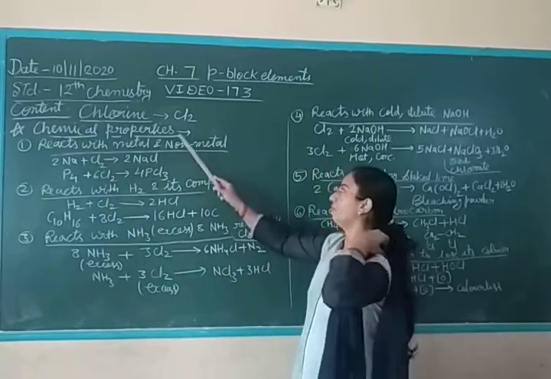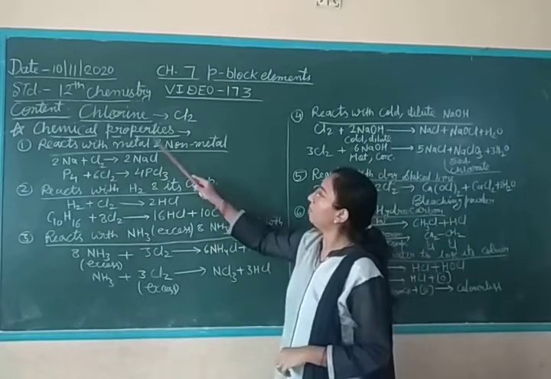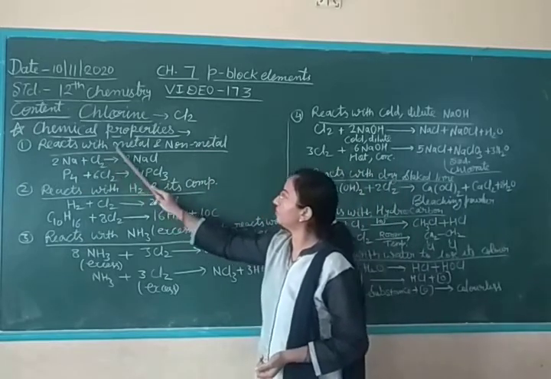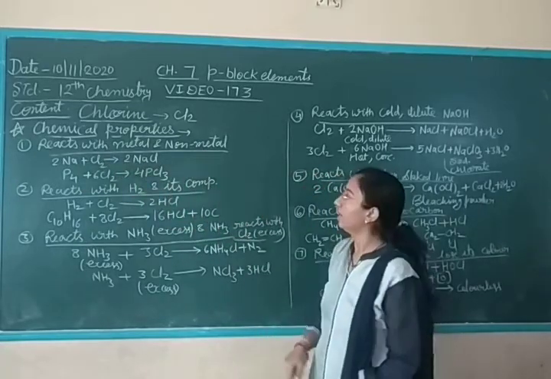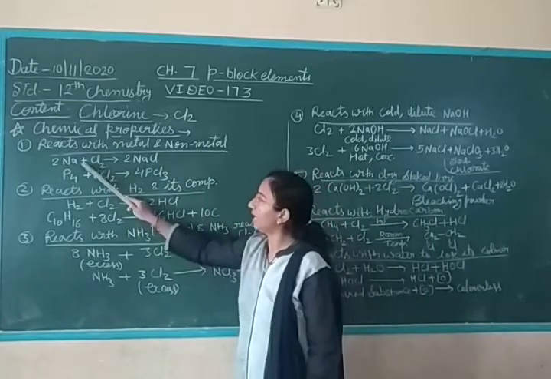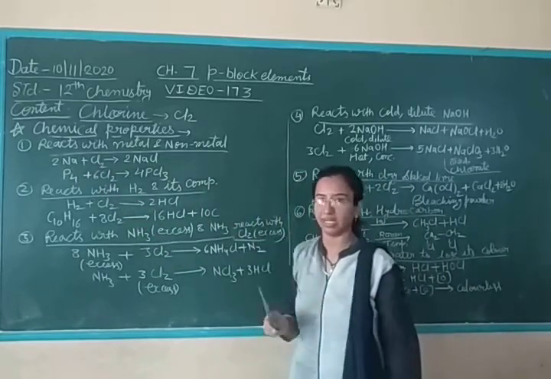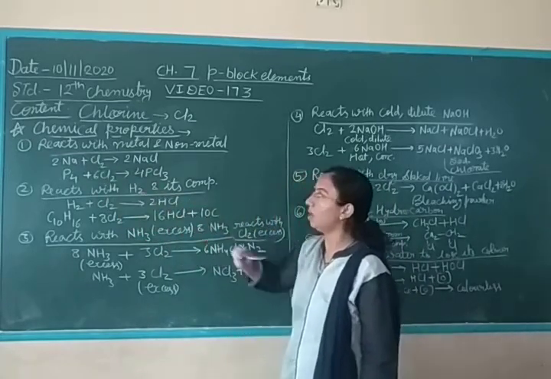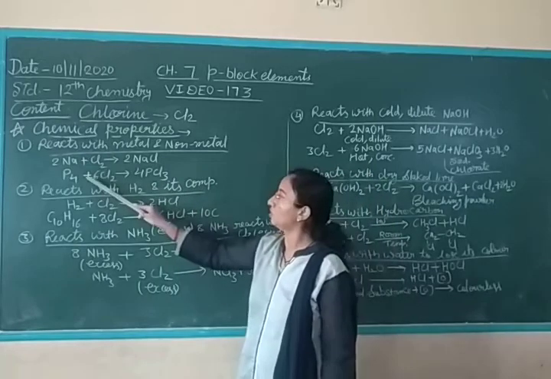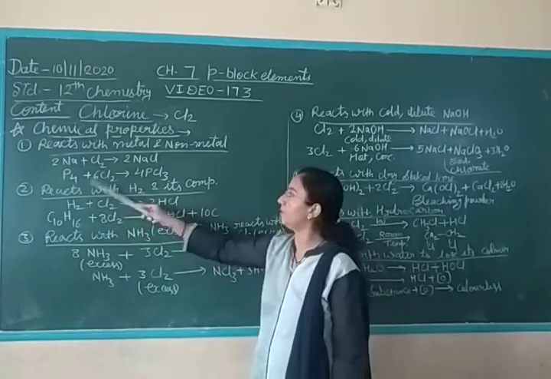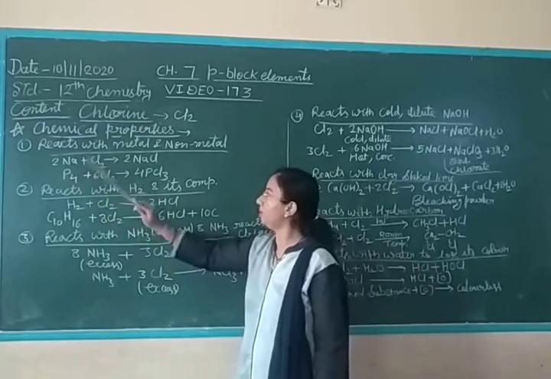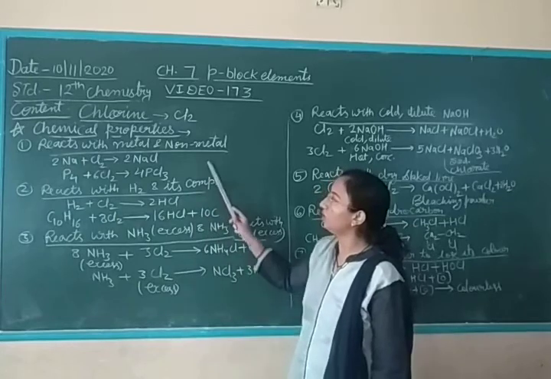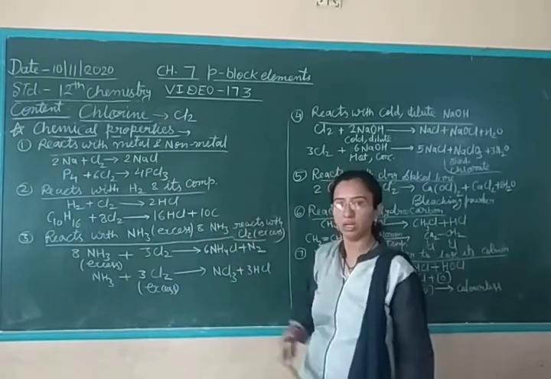The topic is chlorine, chemical properties of chlorine. The first is reaction with metals and non-metals. Take an alkali metal, Na: chlorine reacts with it to form the compound NaCl. It also reacts with non-metals, like P4, forming the compound PCl3, phosphorus trichloride.